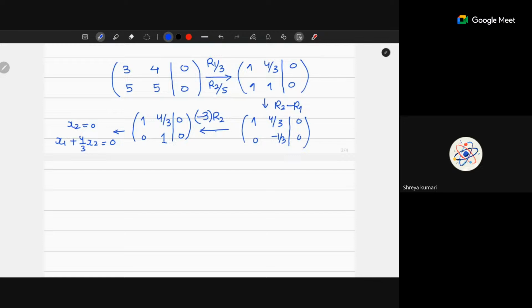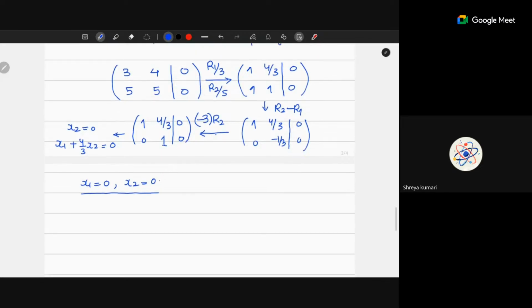And from the second equation, x2 equals 0. If you place x2 equal to 0 in the first equation, what do we get? We get x1 also equal to 0. So x1 equal to 0, x2 equal to 0 is the solution. So basically it has a unique solution.